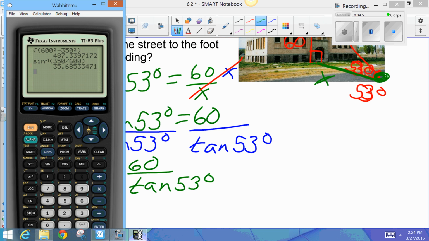Calculator, 60 divided by tangent 53. So x equals 45.